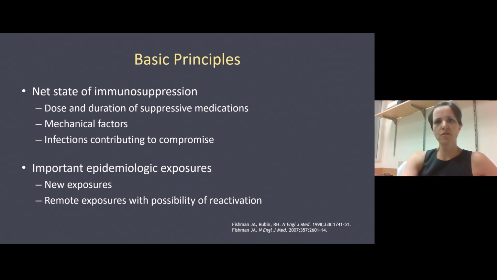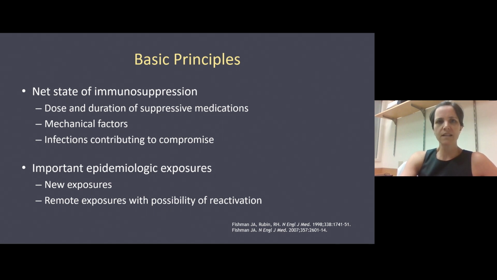So the other cornerstone of the argument about the basic principles of transplant infectious diseases is understanding epidemiologic exposures. Obviously this incorporates new exposures. Did the patient eat at the restaurant where there's a norovirus outbreak associated with the food? That would be a new exposure. Or, did the patient have contact with somebody with COVID? Those are new exposures, and we're pretty good at thinking about those.